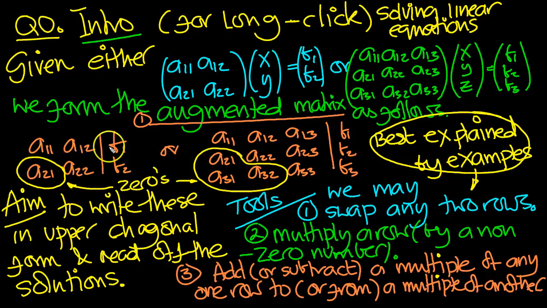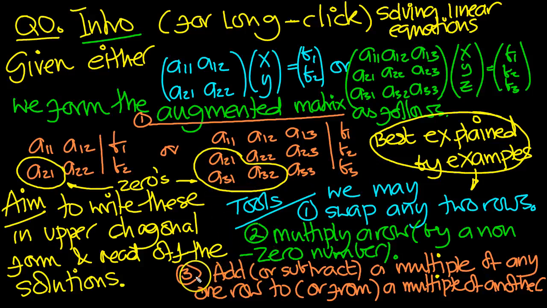So what can we do to this augmented matrix to enable these entries in the lower diagonal of the matrix to be 0? Well, there's three tools we've got. It's really best explained by examples, but I'll say what the tools are. We can swap any two rows without changing the essence of the equations. We're not going to change the equations if we swap any two rows around. We can multiply a row by a non-zero number, so we can scale up or scale down any particular row just by multiplying it across the entire row.